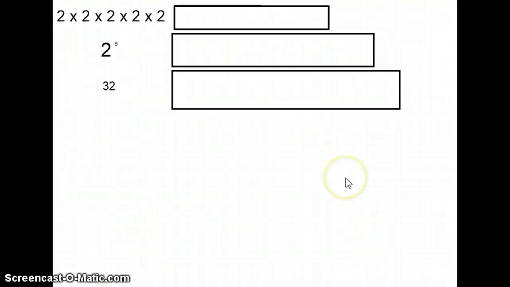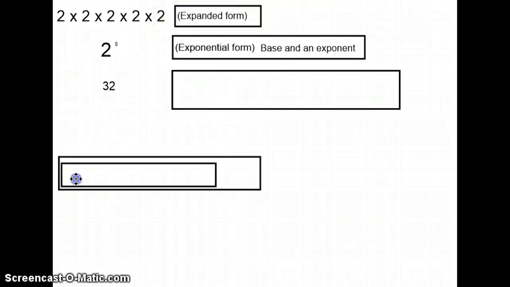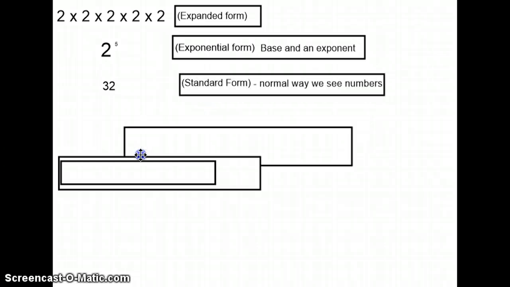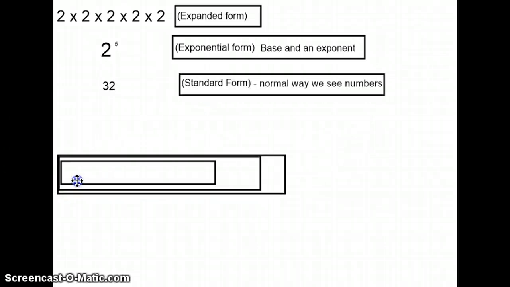So the example that we just looked at, we had 2 raised to the 5th power. That is writing it in exponential form. That is when we have a base and an exponent. Our base is 2, our exponent is 5. 2 times 2 times 2 times 2 times 2 is called expanded form because we are expanding the 2, 5 times. And then 32, which was our answer, would be in standard form. That is the normal way that we see numbers.